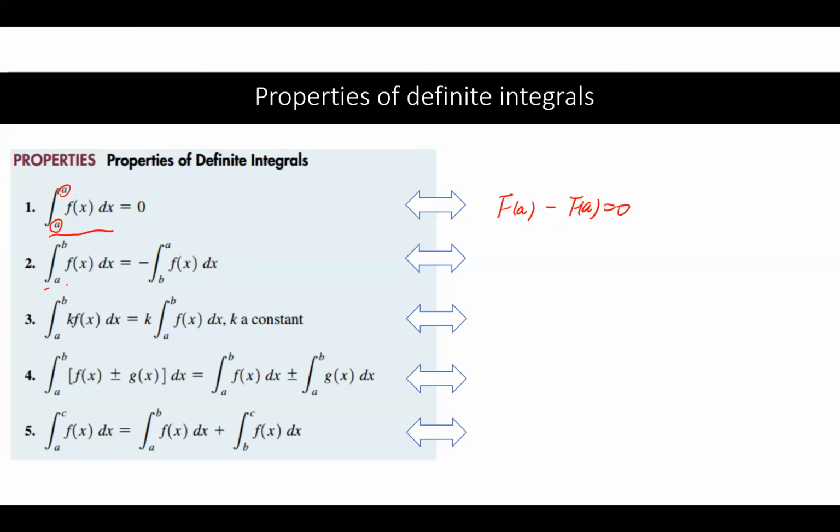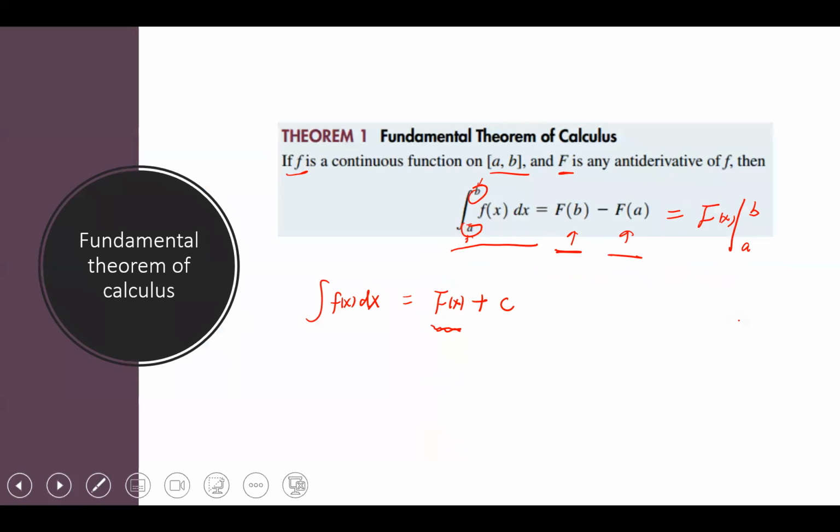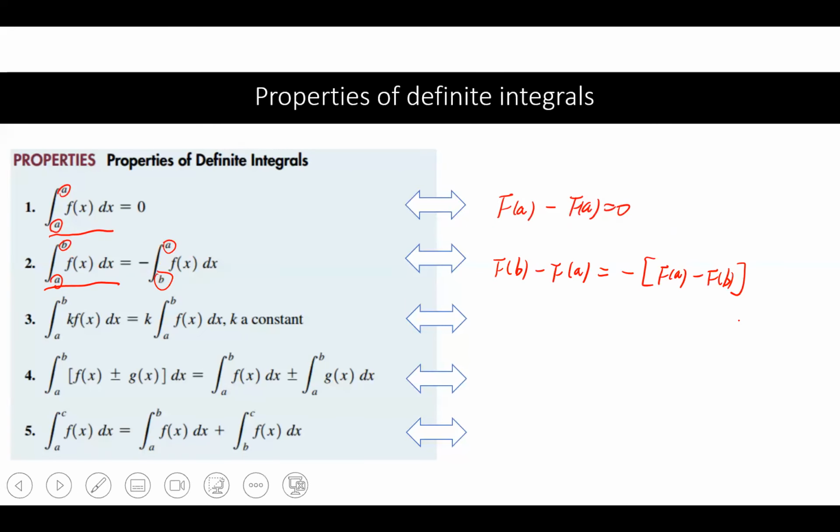Now, the second property is that if we go from a to b, and then from b to a, the relationship is just the negative of the other, so take the negative sign. Why is that the case? Because we plug in the theorem, and then we have F(b) minus F(a), which is exactly equal to minus of F(a) minus F(b). Remember the sign changes on each term because of the orientation of the area. Okay, so this is what it's about.